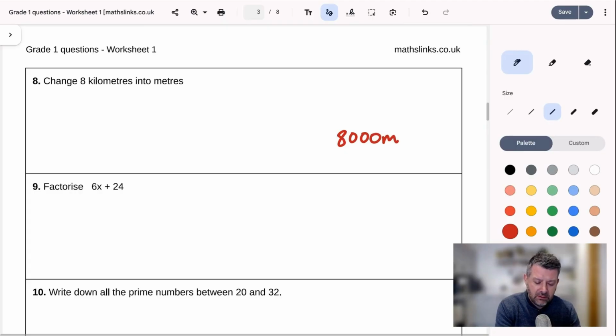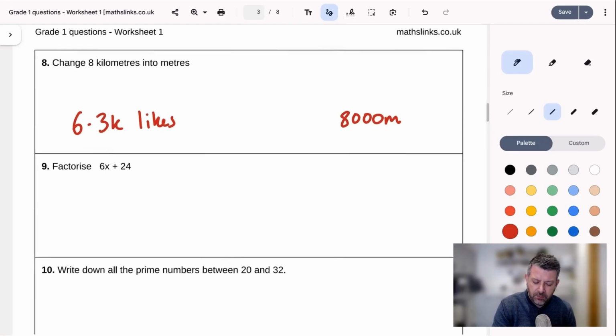If you're on social media, you'll see things like this, 6.3K likes. The K, I think everyone knows when they see it on social media, means 1,000. So kilogram, stuff like that, we should be thinking 1,000. Whereas if it's like cent, that's 100, okay? So knowing that there's 1,000 meters in a kilometer, really important, really useful.